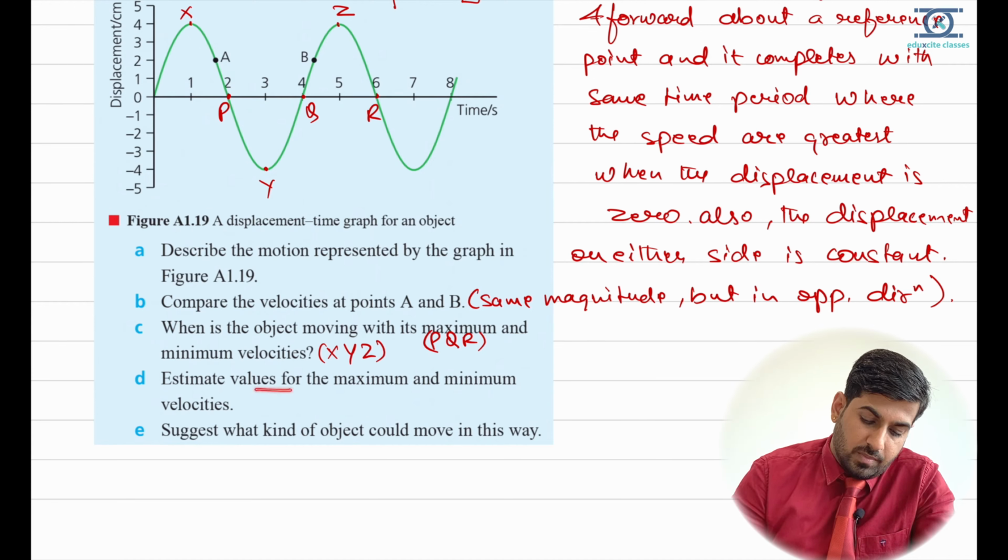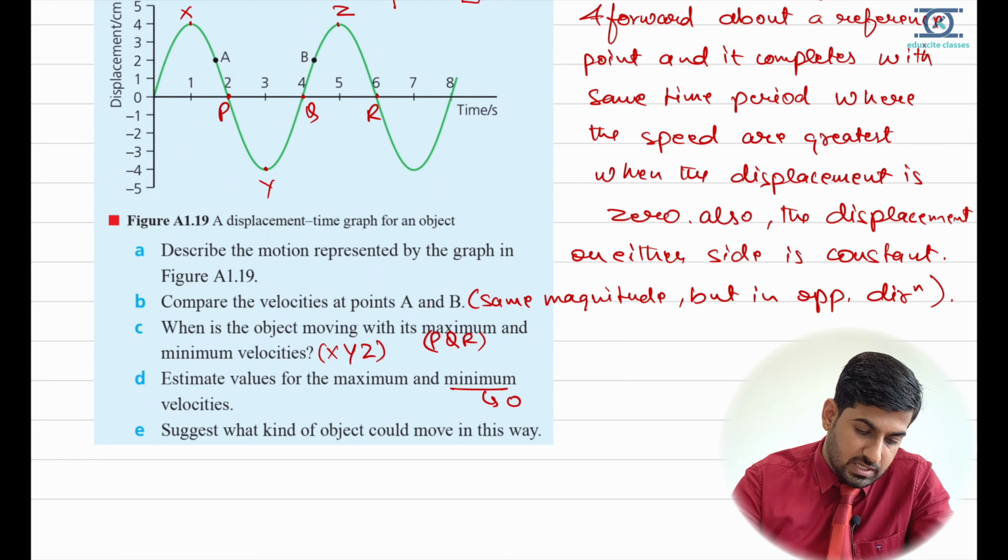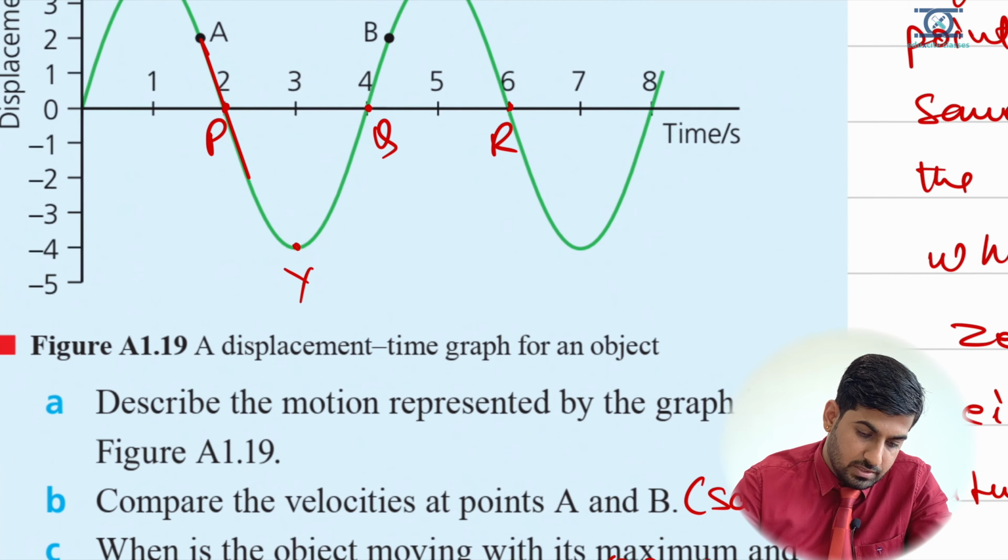Now estimate the value of the maximum and minimum velocity. So maximum we can calculate, minimum is 0. So for maximum, again we use the gradient method. What you can do is, maximum velocity, if I say it will be at 2, if I want to find out, the tangent will be somewhat like this. Let me zoom in. Somewhere it will be like this.